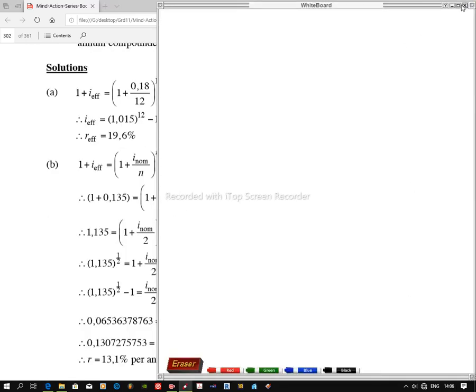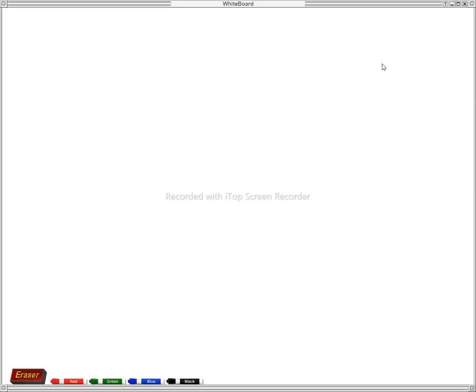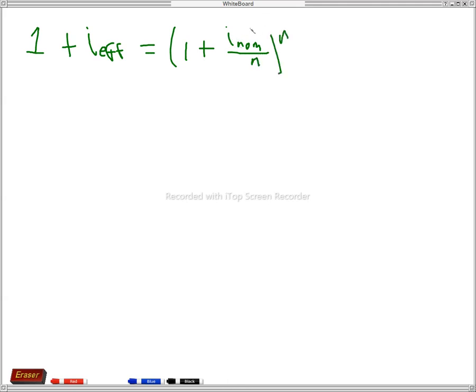So let's quickly jump into the board and check exactly. Let me introduce the formula for you. The formula that we are going to be using for this concept is 1 plus i effective is equal to 1 plus i nominal over n, to the exponent n.